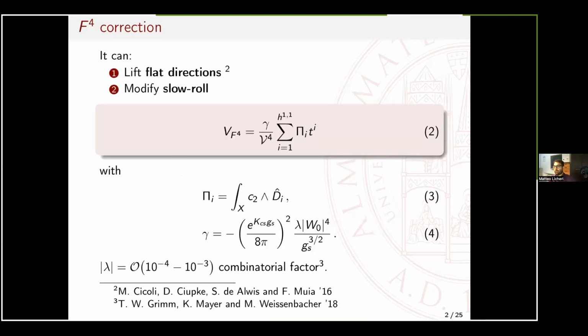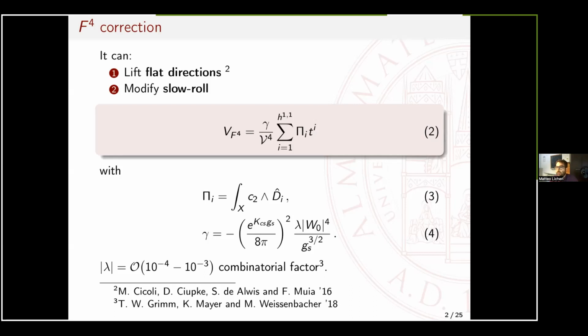In general, these F^4 corrections are important because they could lift flat directions that are left from the LVS leading order, and they could modify slow-roll inflation by steepening the potential, and so change the phenomenological data such as the spectral index. The F^4 corrections take the form in equation 2. So we have a parameter gamma, expressed in equation 4, that encompasses string coupling terms and lambda, a combinatorial factor that was calculated in a one-modulus case to be around 10^-3, and is suppressed by volume powers as V^4.